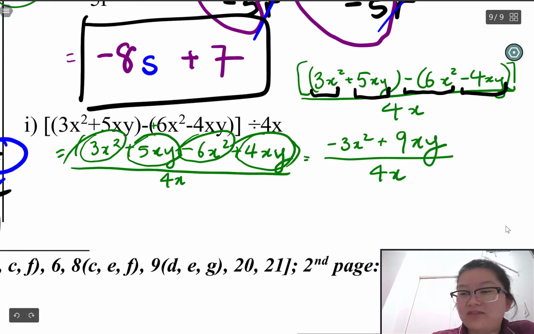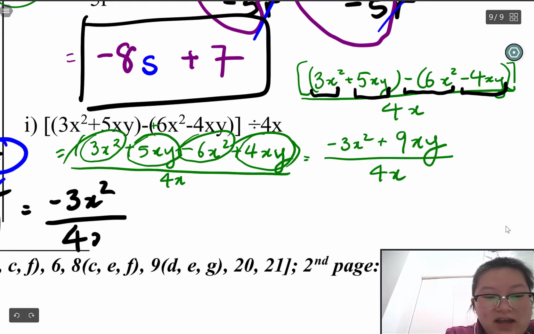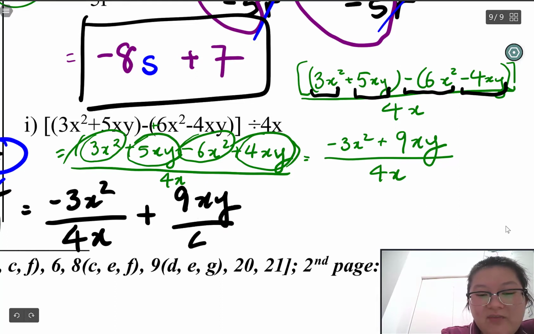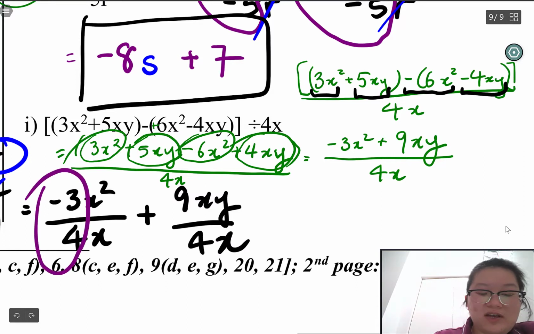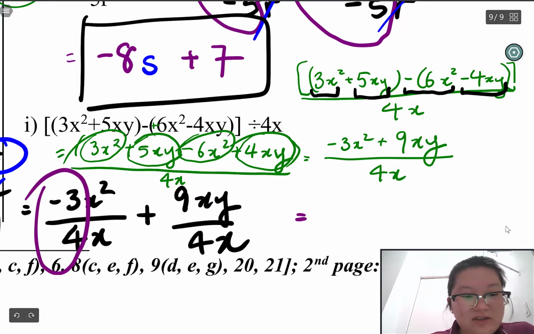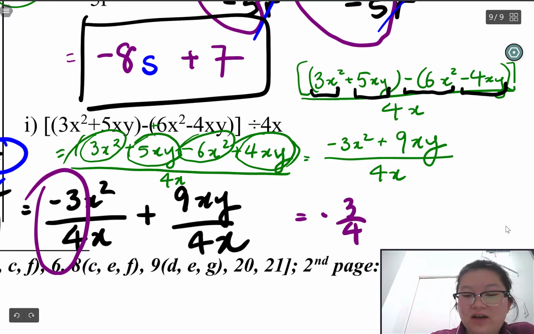Rewriting all of that, finally we're going to get minus 3x squared divided by 4x plus 9xy divided by 4x. Again, the numbers treat the numbers, so that first one looks really ugly. I'm going to get negative 3 over 4. And you know what?